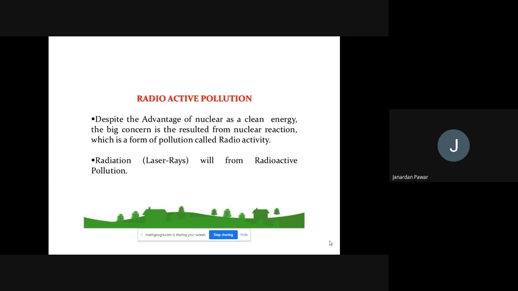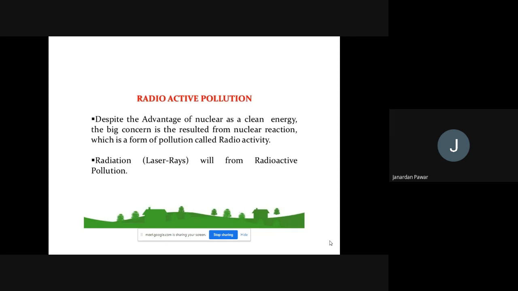What is this radioactive pollution that I'm going to tell you? Despite the advantage of nuclear as a clean energy, a big concern is what results from the nuclear reaction, which is a form of pollution called radioactivity. As we know, we all use nuclear energy for our day-to-day life and for different activities, but that energy also has some adverse effects.